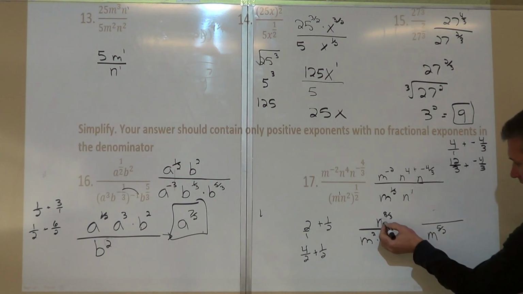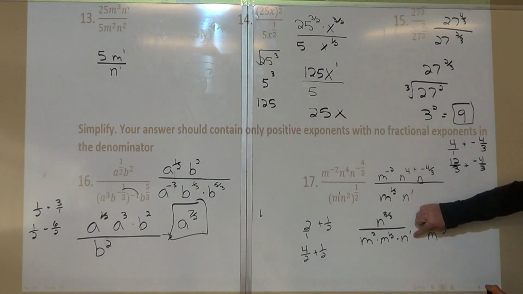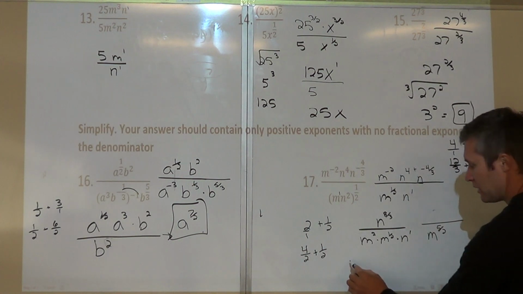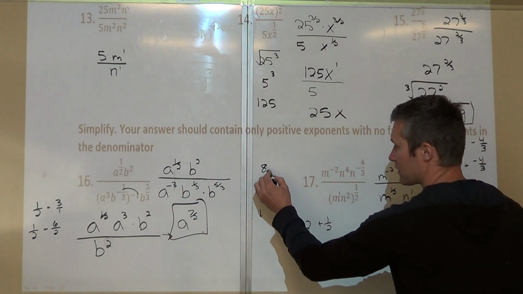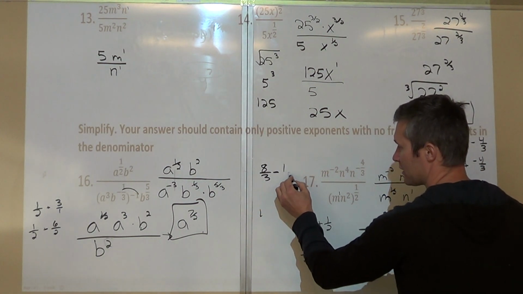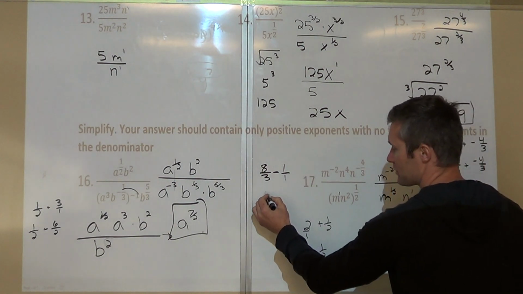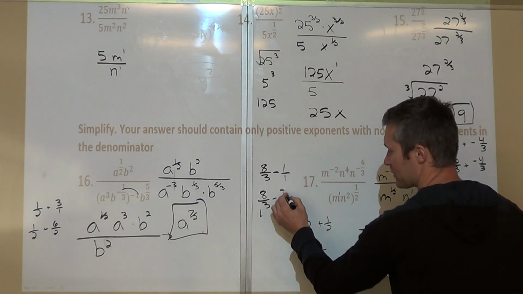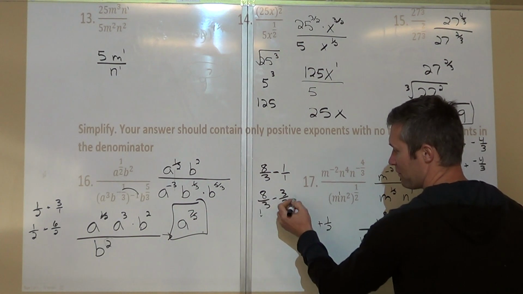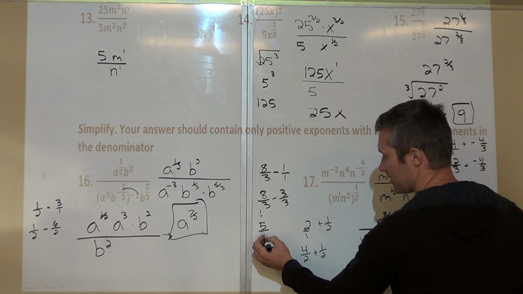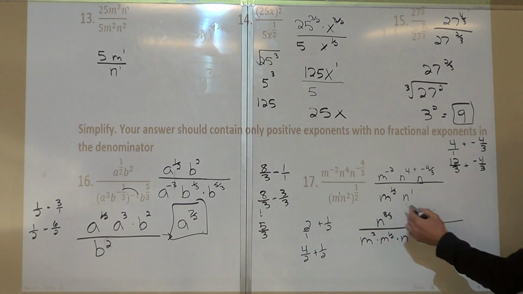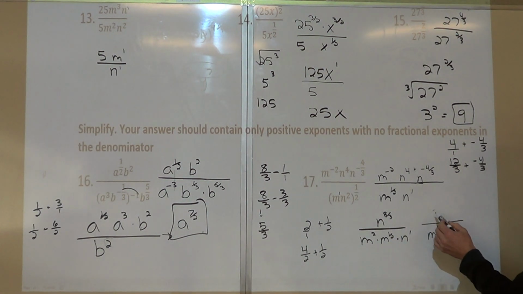Now here, I'm subtracting 8/3 minus 1. That'd be 1 over 1. So I times it by 3, so it'd be 8/3 minus 3/3. So 8 minus 3 is 5/3. Again, the bigger number is up top, so I'd say that's n to the 5/3.